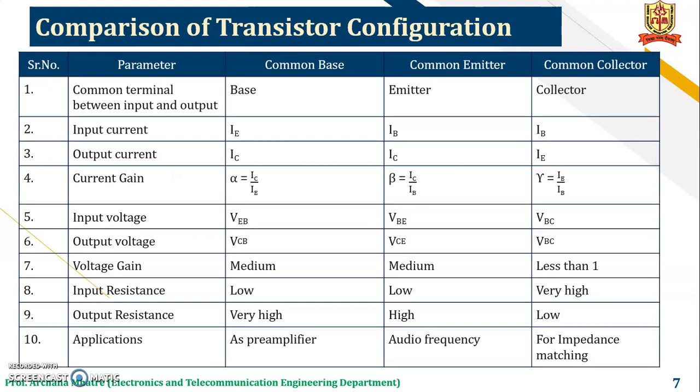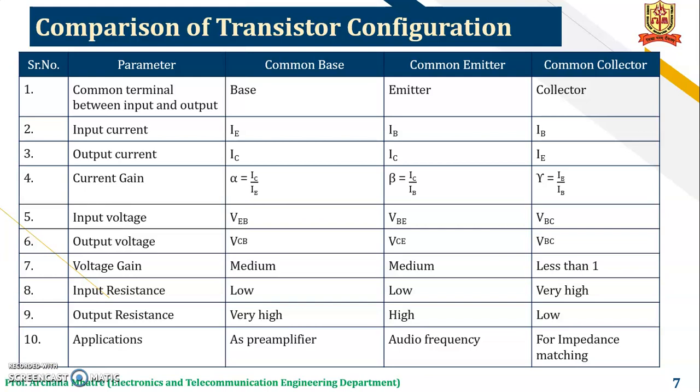Now here is a comparison between the transistor configurations. So we have studied three transistor configurations: common base, common emitter and common collector configuration. So with the help of these parameters, we will compare between these three configurations.